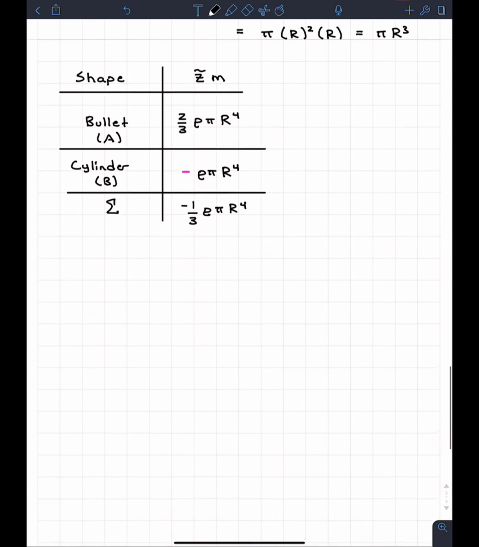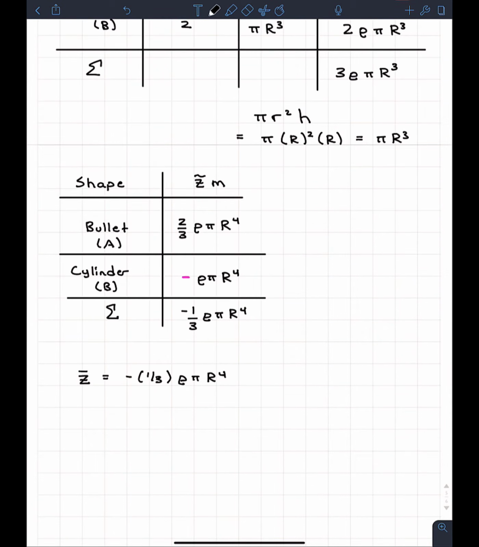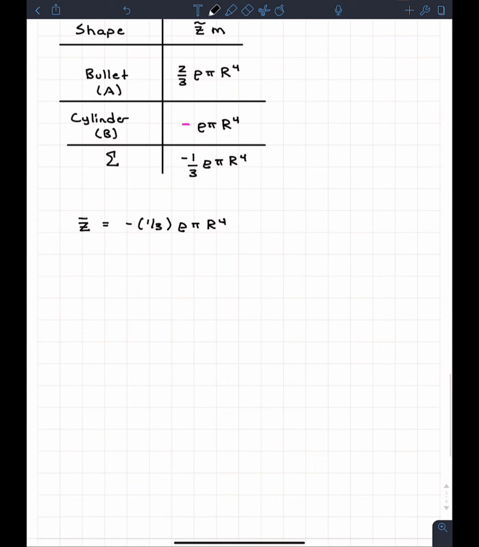So when we sub these two into our formula to find our center of mass for z, it's going to be at the top negative 1/3 times rho pi r to the 4 divided by the second one, which we got as 3 rho pi r cubed. So when we do this, what we get in the end is negative r divided by 9.